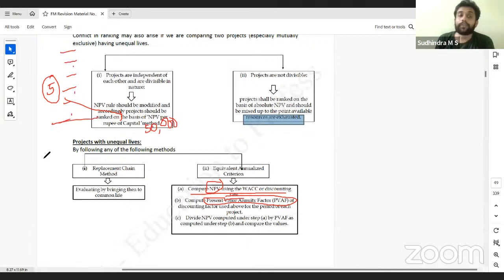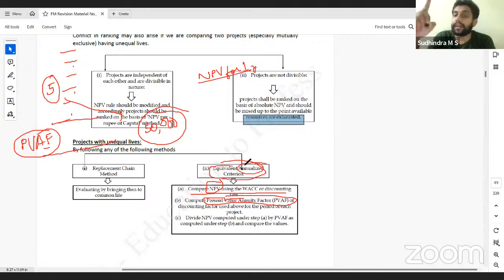Discount factor. Add up those discount factors, you get the present value annuity factor. Divide the NPV by the present value annuity factor, you will get the NPV for 1 year. That is the equivalent annualized criteria, bringing it to 1 year NPV. So in both the cases now, with unequal lives, you have brought the NPV to 1 year. Easy for comparison. So simple.